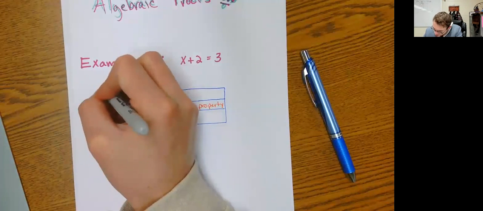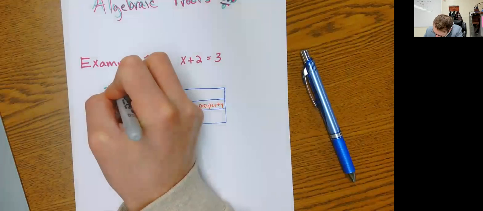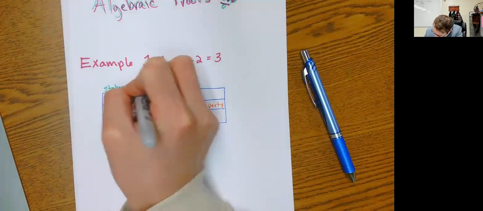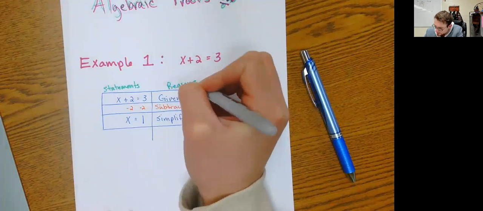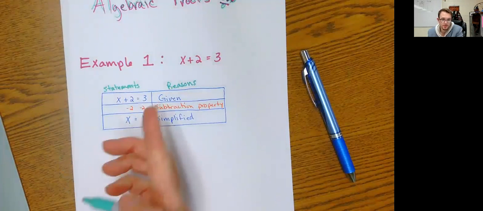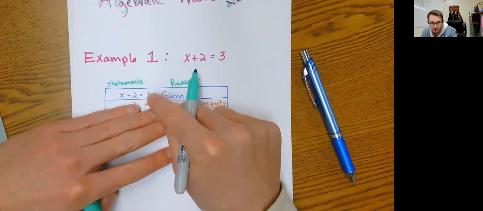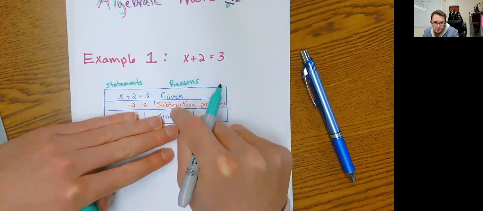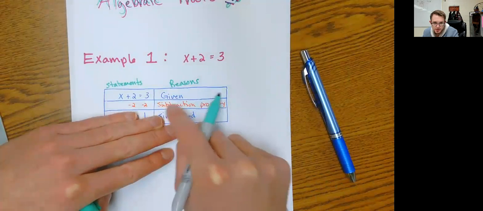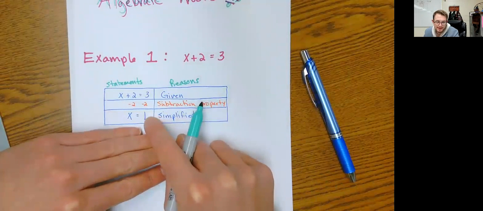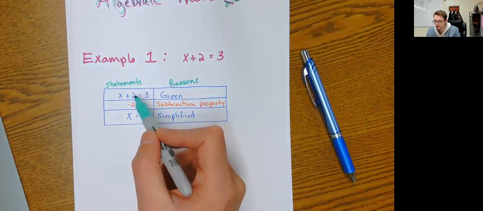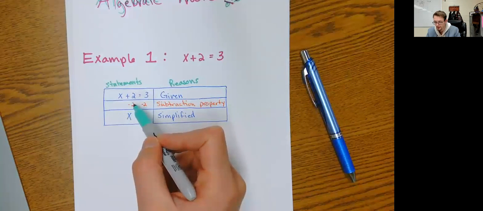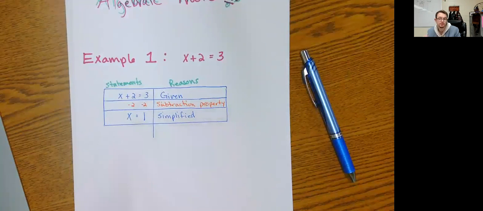And this over here would be my statements. And these over here would be my reasons of why I was allowed to do what I did over here. Well, I was allowed to write this here because it was given to me. I was allowed to subtract 2 from both sides because of the subtraction property. I was allowed to do the math because I simplified it. What's the reason I have x equals 1? Well, it's because I simplified this by subtracting 2 and got a simplified equation of this.